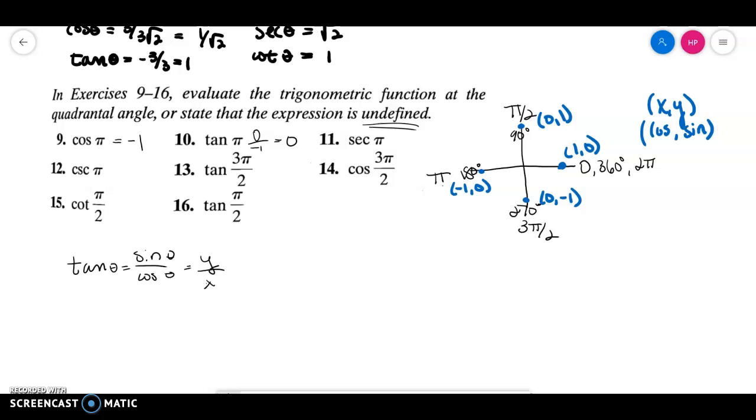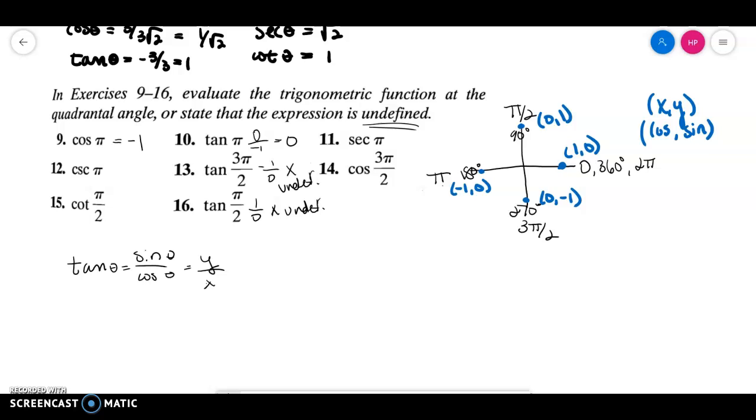I'm going to do my other 2 tangents right now. The tangent at 3 pi over 2 for number 13, y over x would be -1 over 0, which is where this is undefined. And then the tangent at pi over 2, the same thing happens. It's just +1 over 0, which I can't have. And so that is also undefined.